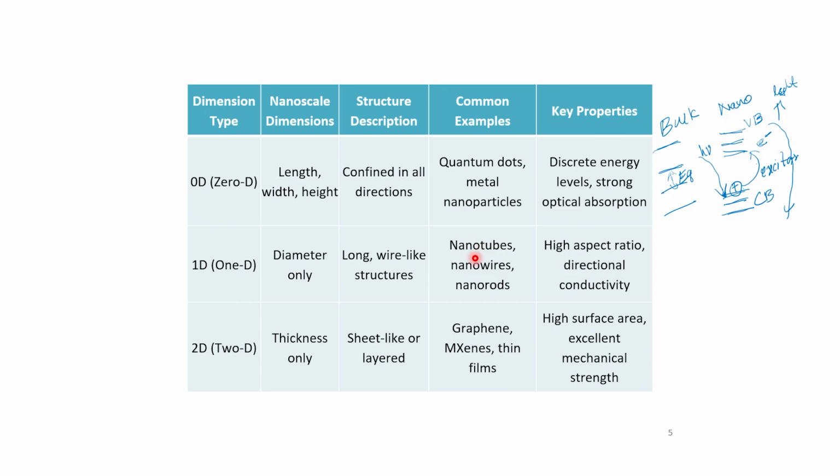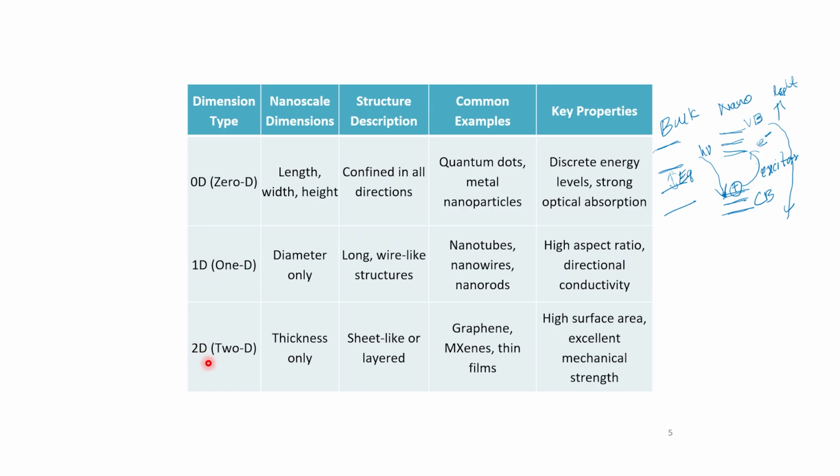Common examples are nanotubes, nanowires and nanorods. Key properties are high aspect ratio and directional conductivity. So, you want a nanowire which has a directional conductivity, a conductivity in one direction, in the direction you want it to be. So, you consider one-dimensional nanomaterials. According to the use, you create nanomaterials and you classify them.